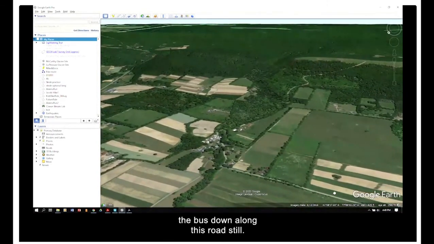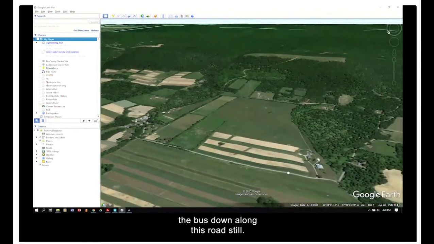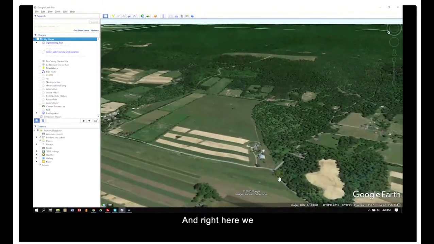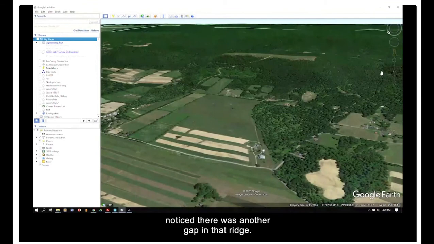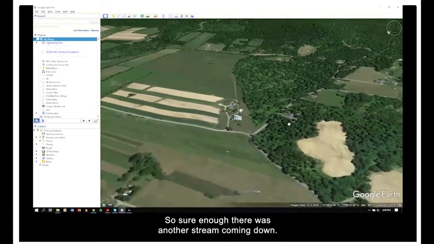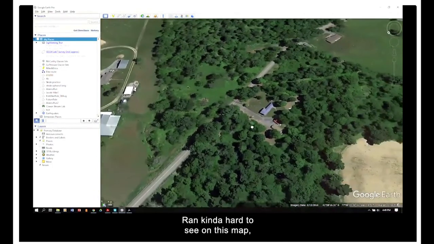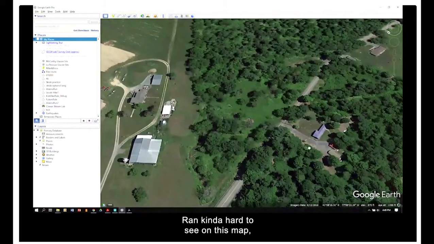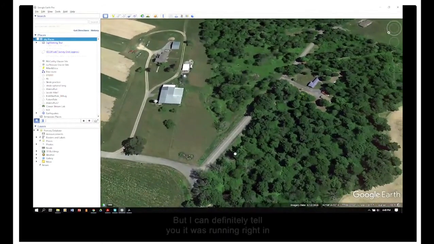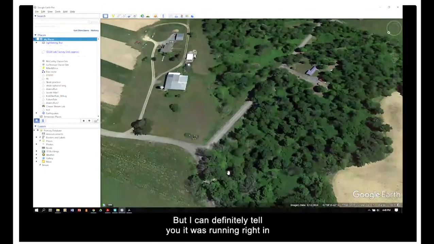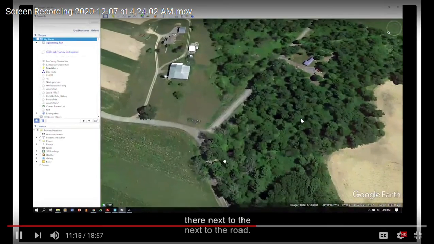And then we took the bus down along this road still, and right here we noticed there was another gap in that ridge. So sure enough, there was another stream coming down. It's kind of hard to see on this map, in this image, but I can definitely tell you it was running right in there next to the road.